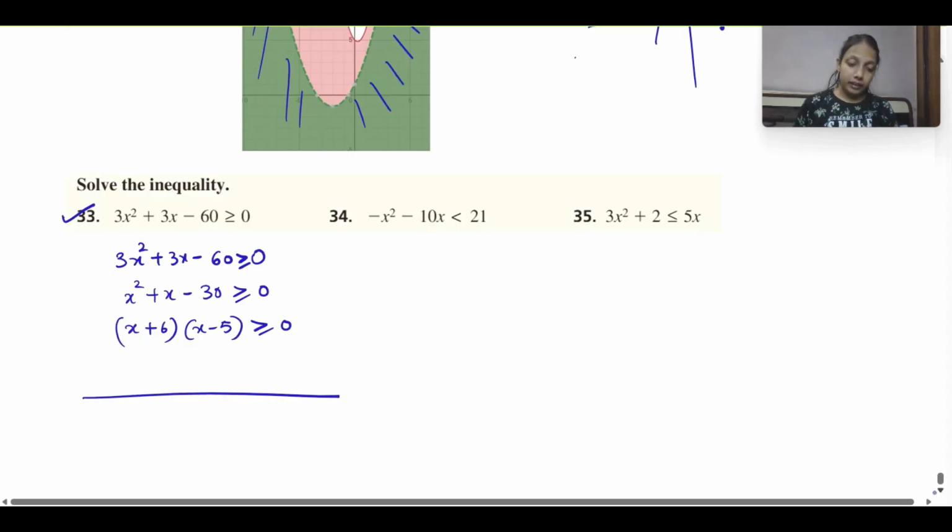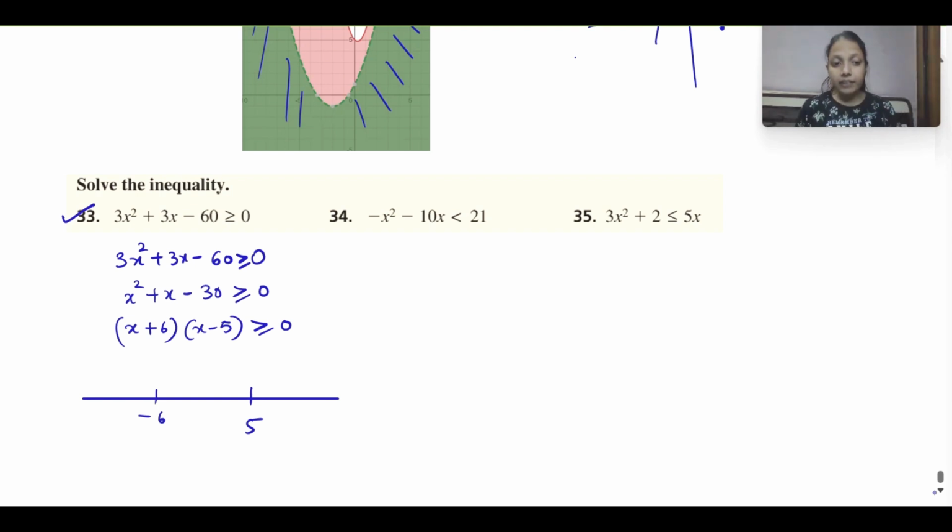Now draw a number line in which you will plot negative 6 and positive 5. Substitute a value which is greater than 5. If the value is greater than 5, both factors are positive, so the overall answer is positive. If you put a value in between minus 6 and 5, I put 0. 0 plus 6 is positive 6, 0 minus 5 is negative. So positive times negative is negative. And now if I substitute a value less than negative 6, negative times negative is positive.